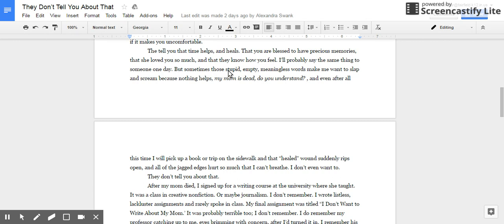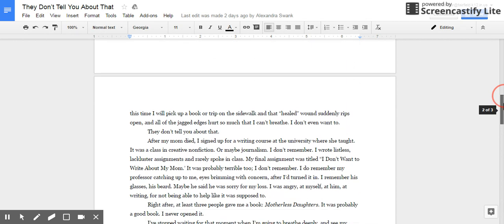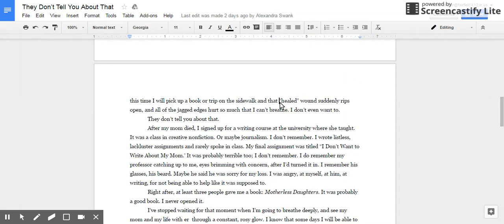It seemed to become bitter a lot right here. And it's because of stupid, empty, meaningless words. She is not holding back. She is putting it very harshly. It makes me want to slap and scream. Those words create that bitter tone. And do you understand is kind of this sassy attitude. She is not sugarcoating anything. And by having this word healed in quotes, it kind of implies that there's this irony, like it's supposed to be healed and it's obviously not. And then those jagged edges, again, that kind of creates that bitter tone with her word choice, or diction, which means the same thing. And then we have this one-line paragraph.